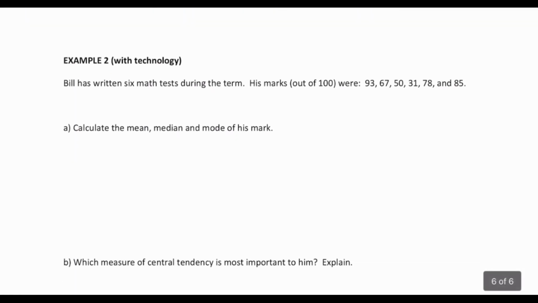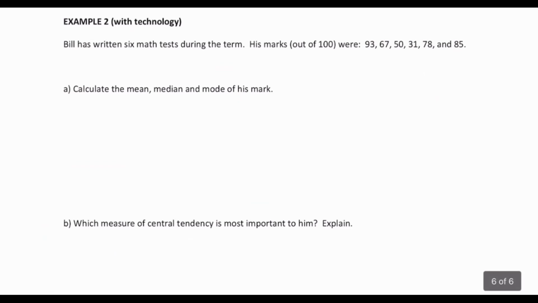All right, for our second example, we're going to work with technology. And I'm actually going to make this into its own separate video. So please click through to that next video in order to see the demonstration answering this using technology, specifically using Google Sheets.